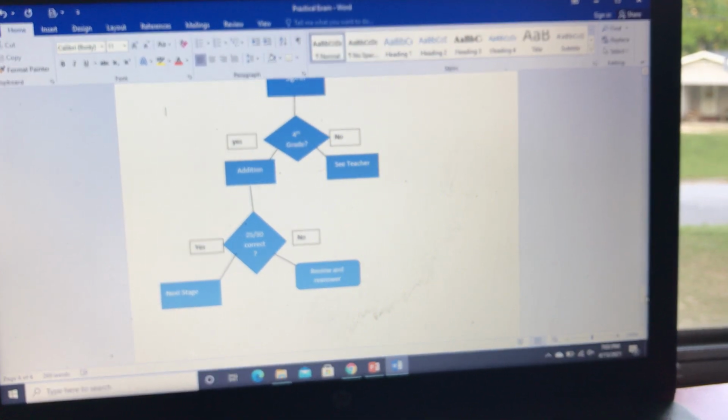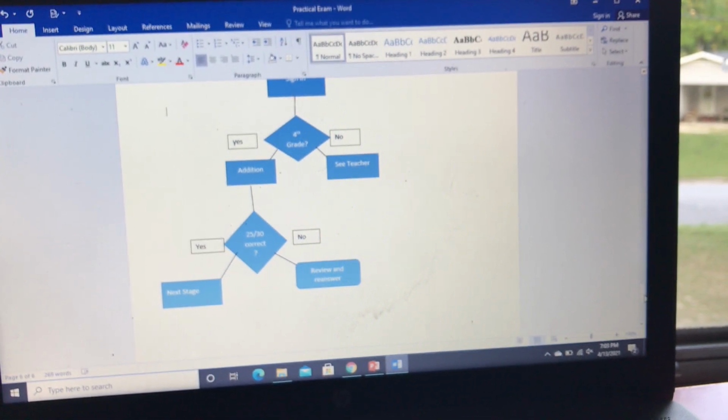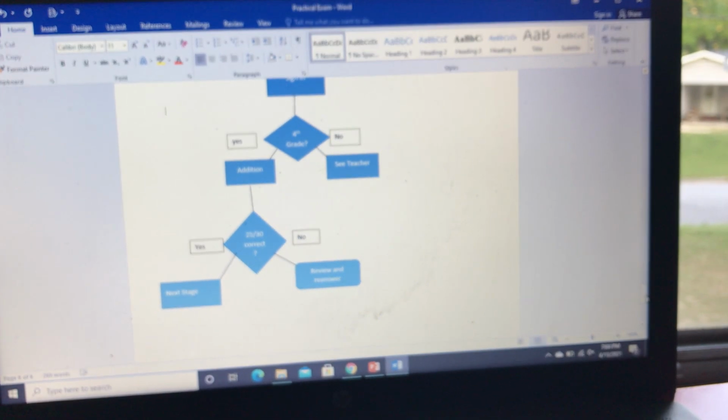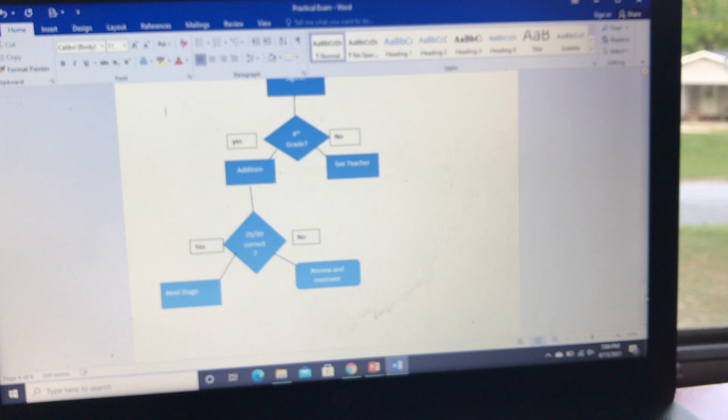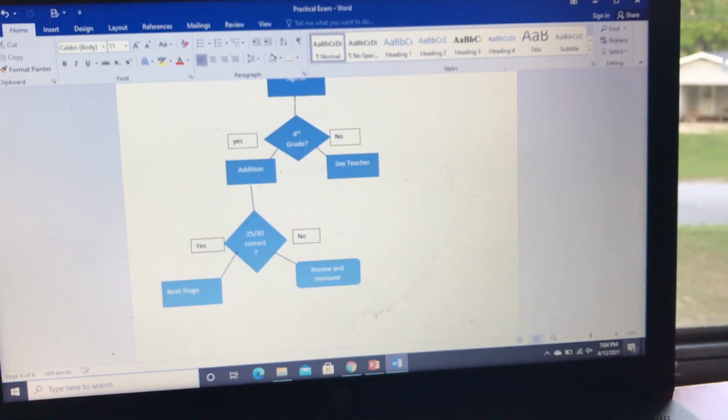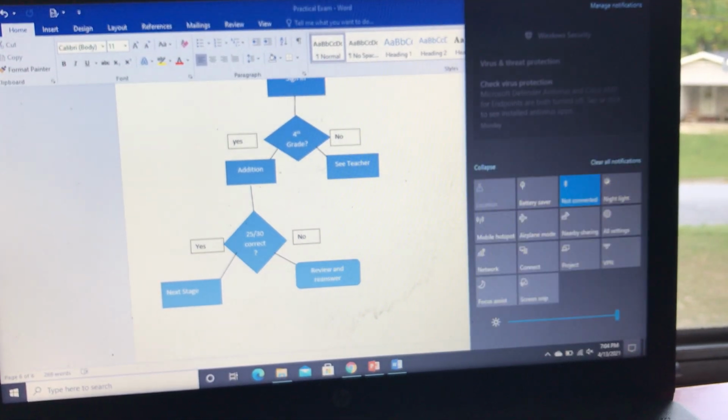So when you click yes, you get addition. And then you would do your assignment. If you have 25 out of those 30 correct, you will move on to the next stage. If you do not, you will go to the review to review and then re-answer. So you will review all your work.